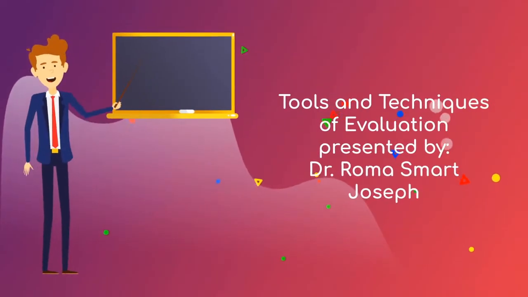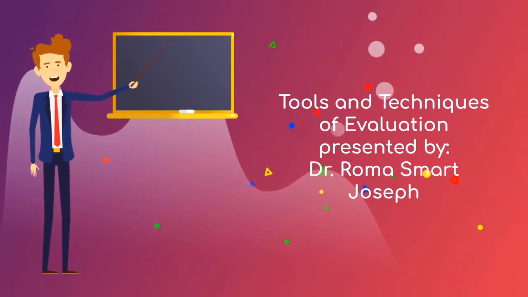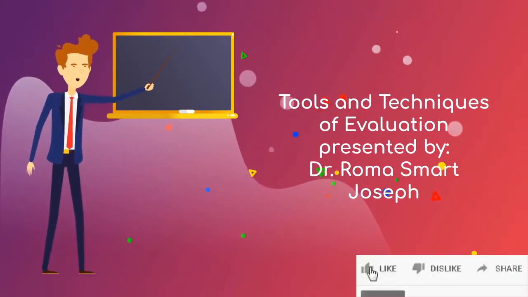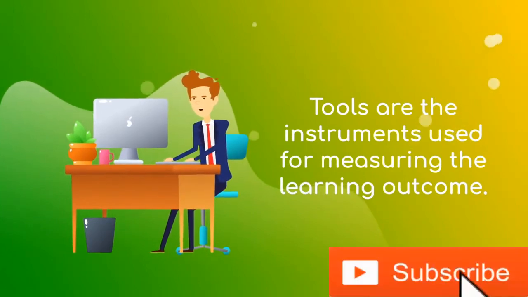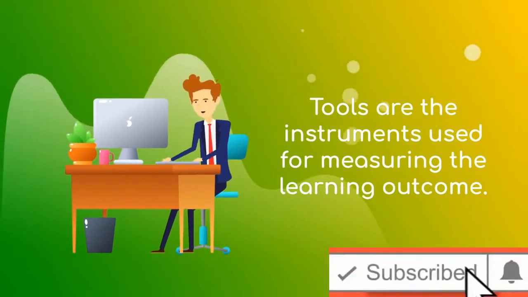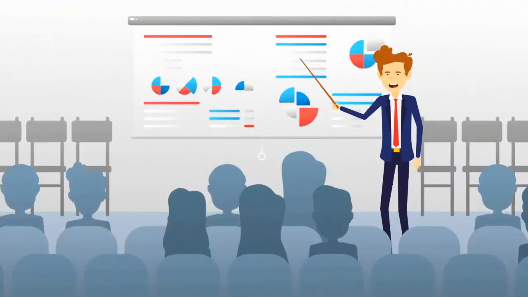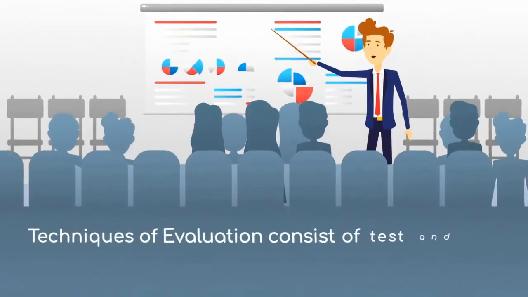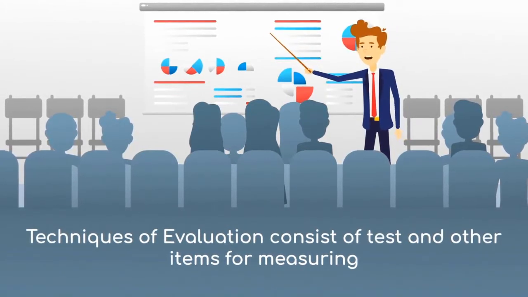This presentation is about tools and techniques of evaluation. So far we have already seen what measurement and evaluation means in education. When we talk about tools of evaluation, we can say that tools are the instruments used for measuring the learning outcomes such as question papers, rating scales, etc. And when we talk about techniques, we say techniques of evaluation consist of tests and other items for measuring.